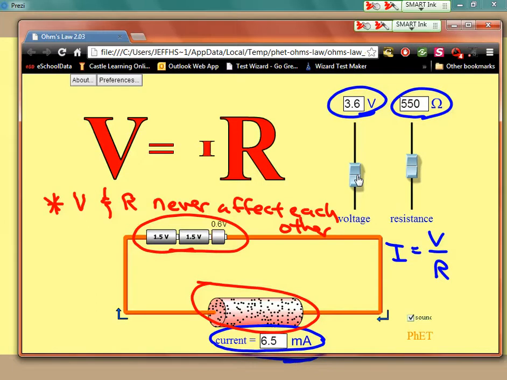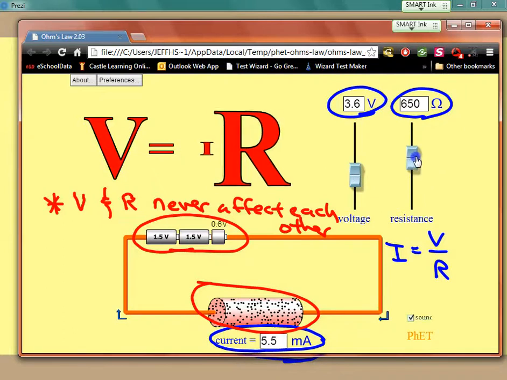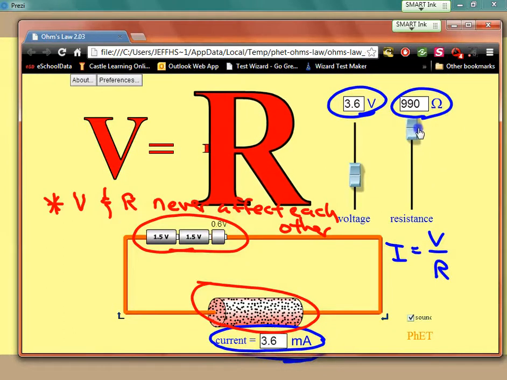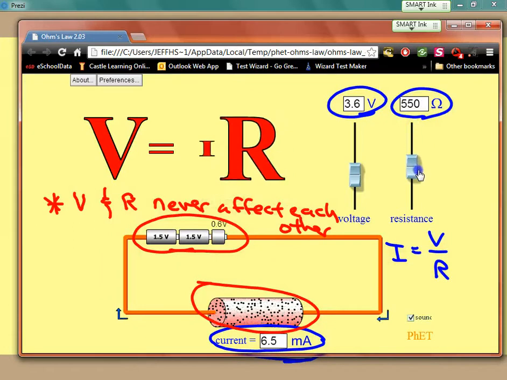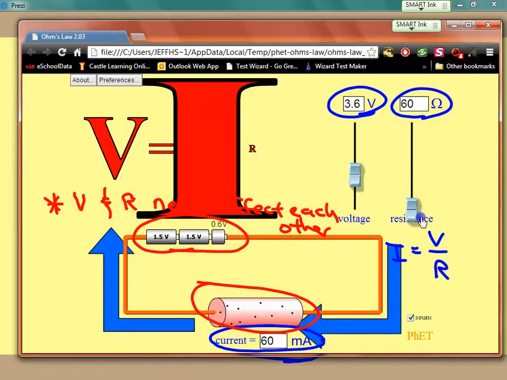They only affect current. The more voltage there is, the stronger the potential difference, the more current there is. The more resistance there is, the less current there is, and vice versa. If I decrease the resistance, I increase the current. So you can see that resistance and current are inversely related. Voltage and current are directly related, but voltage and resistance have no effect upon each other.